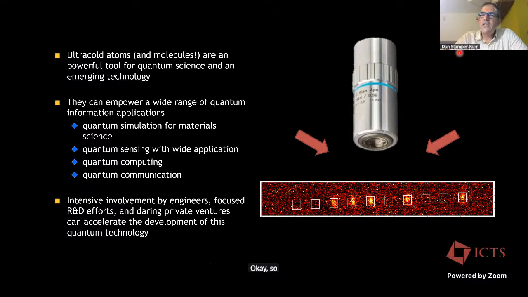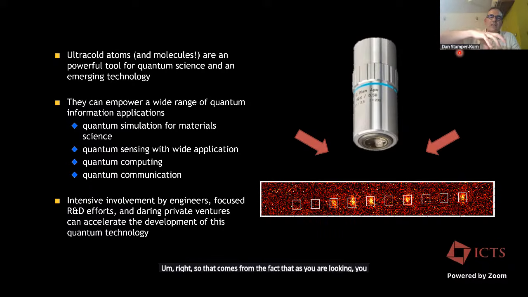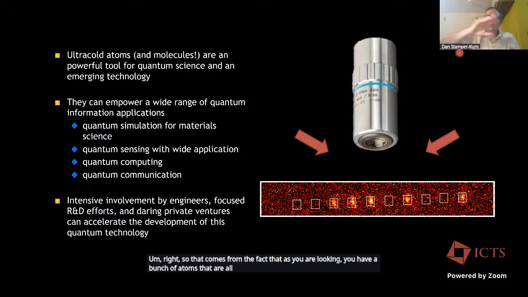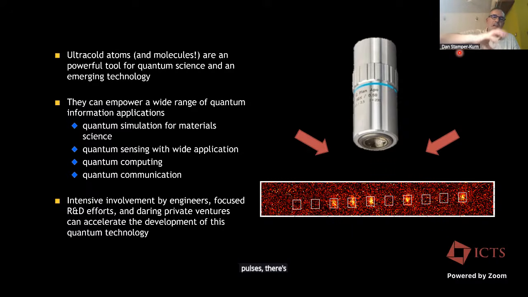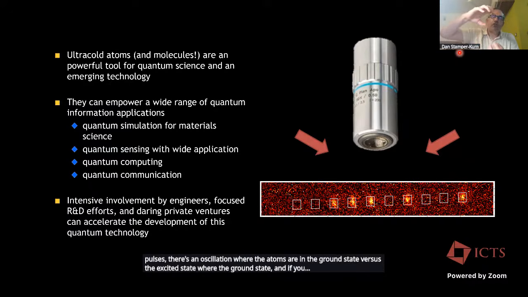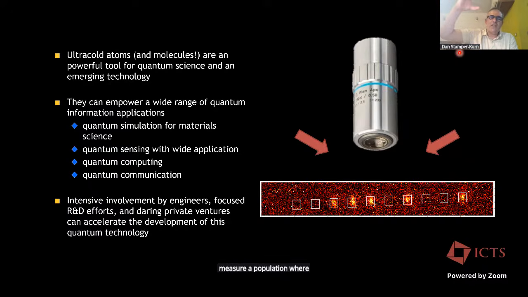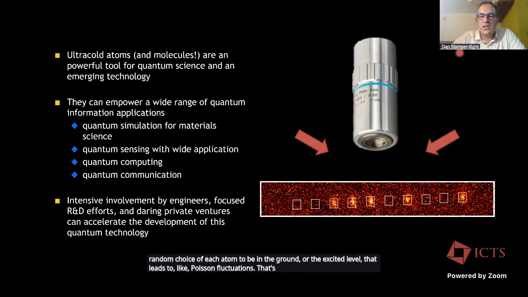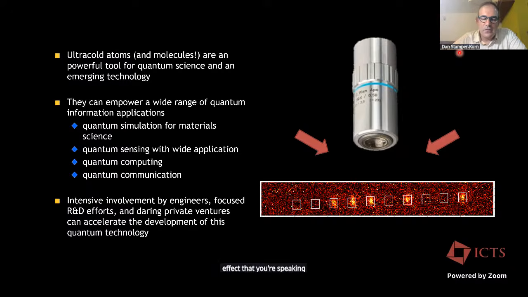Okay. So there is the atomic shot noise limit. That comes from the fact that you have a bunch of atoms, and after some pulses there's an oscillation where the atoms are in the ground state versus the excited state. If you measure a population where you're half ground and half excited, that's the edge of a fringe, but there's a random choice of each atom to be in the ground or the excited level that leads to Poisson fluctuations. That's the atomic shot noise effect that you're speaking of.